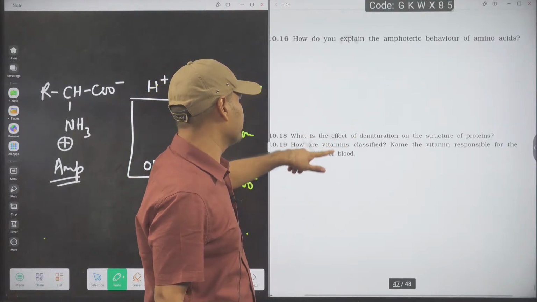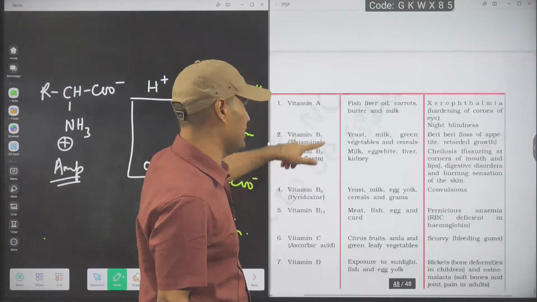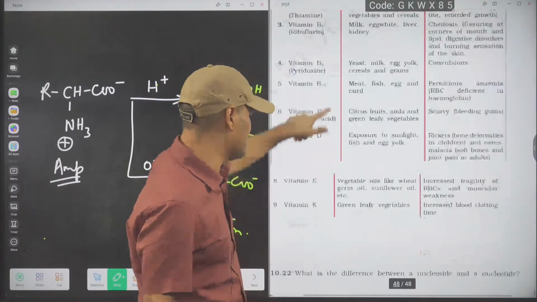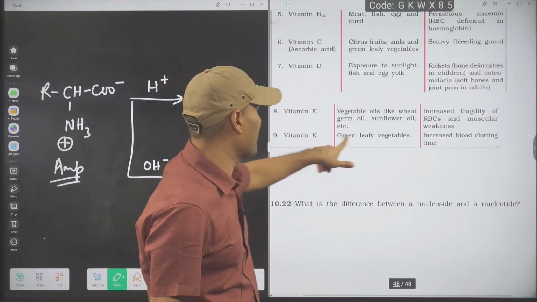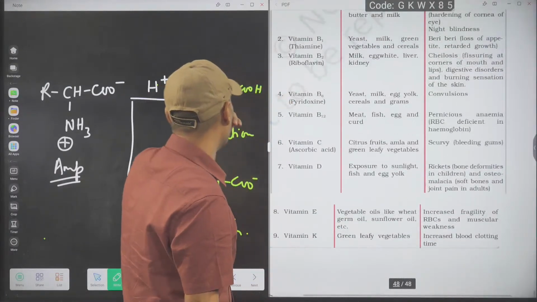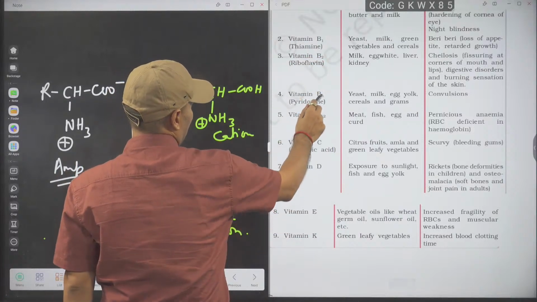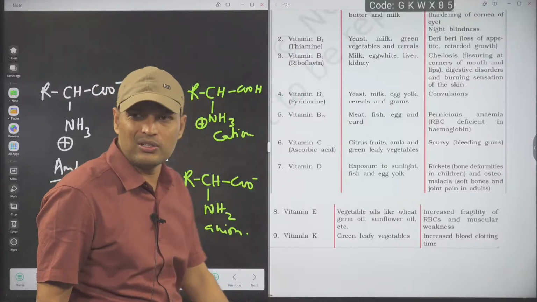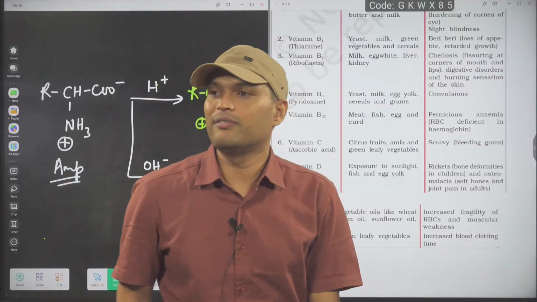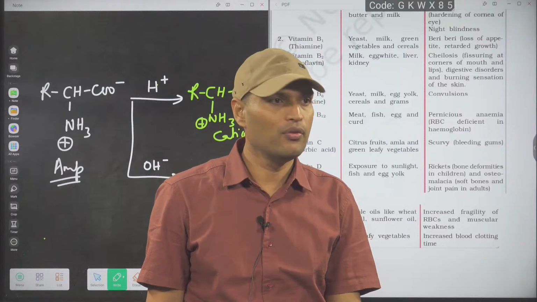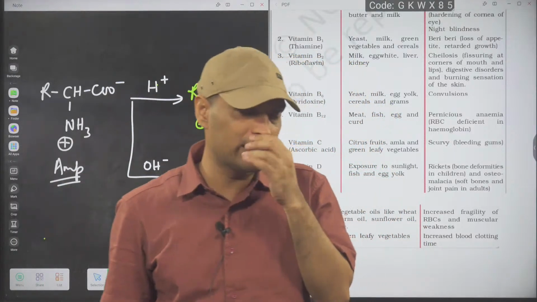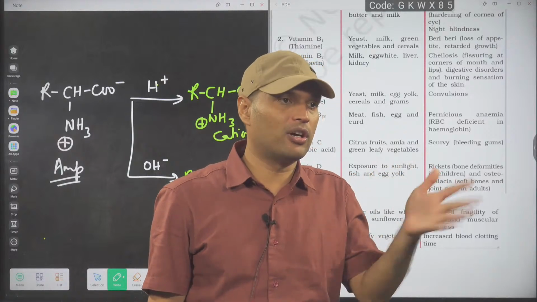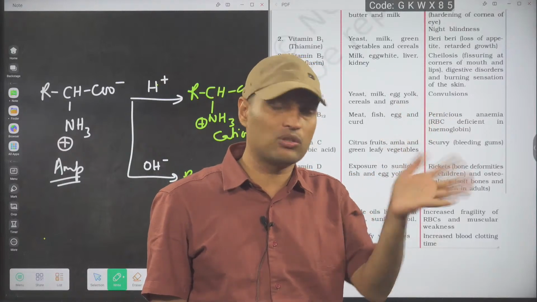Now denaturation, vitamins and all you have seen in bio also. Look carefully, vitamin K increases blood clotting. This is in the NCERT exercise. So for vitamins you have to know the names also. B1 thiamine, B2 riboflavin, B6 pyridoxine, ascorbic acid. They ask one question in a paper like this: which of the following acids is a vitamin? And the options they are giving: formic acid, ethanoic acid, butanoic acid, ascorbic acid.